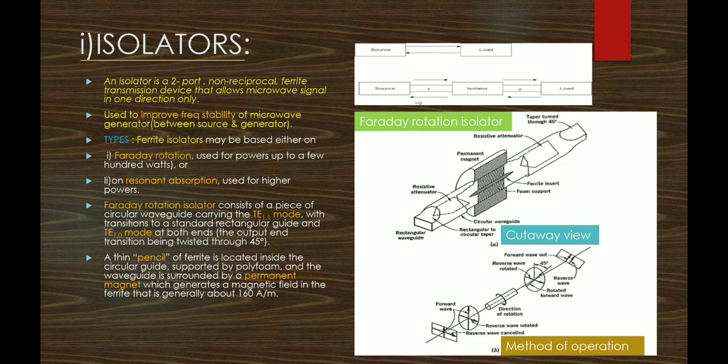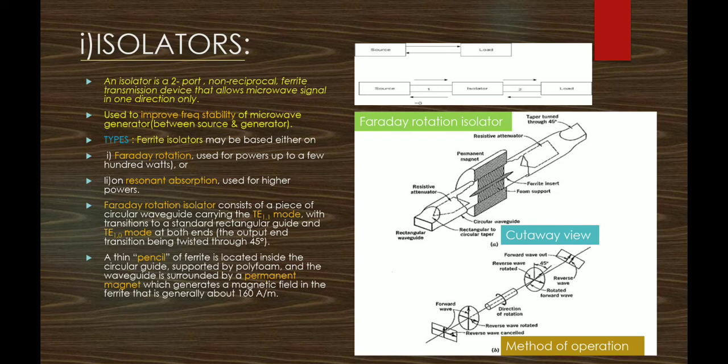So what are the types? Ferrite isolators may be constructed based on two principles. The first one is Faraday rotation, which is used for power up to a few hundred watts, and the second one is the resonant absorption type, which is used for higher power ratings.